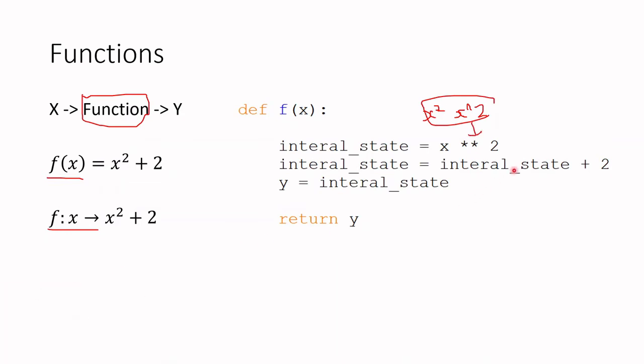So what it does is it takes the value of x and squares it, but it doesn't set the new value in the x variable. Rather, it sets it to the internal state, right? Then with the internal state, it increments it by 2, or adds 2, because this is what the function does in this case.